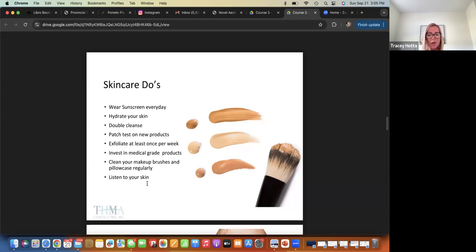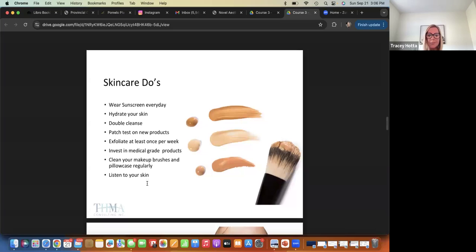You want to clean your makeup brushes and pillowcase regularly. That's very, very important as well, just to help prevent any bacteria from getting into your skin. And then you also want to listen to your skin. Your skin says a lot. If it's angry, it will tell you. If it's dry, it will tell you. So you may have to change things up based on what your skin is telling you.